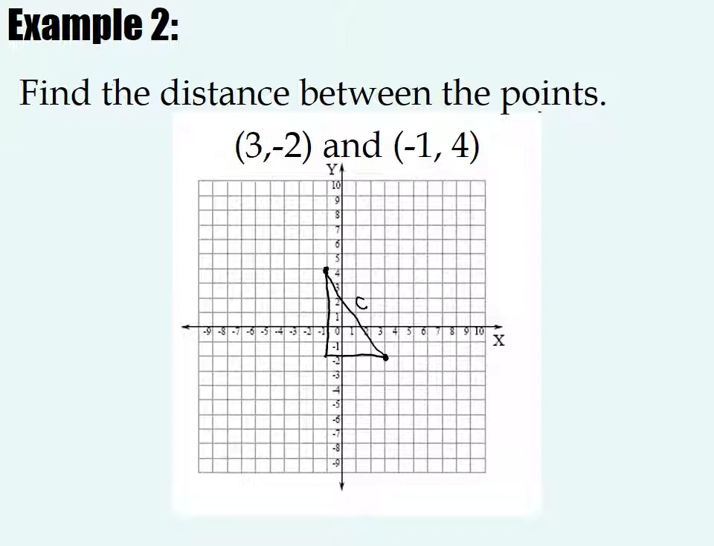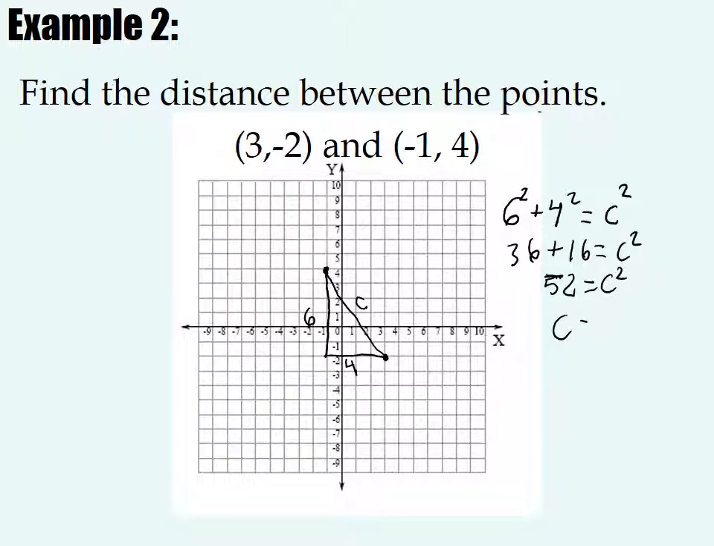1, 2, 3, 4, 5. Looks like this one's 6. And the bottom one is 4. 1, 2, 3. Yep, 4. The Pythagorean theorem says that a squared plus b squared equals c squared. So I take 6 squared plus 4 squared equals the square of the hypotenuse. 6 squared is 36. 4 squared is 16 equals c squared. I'll add these up, I get 52 equals c squared.